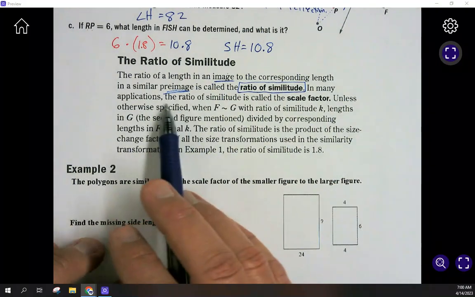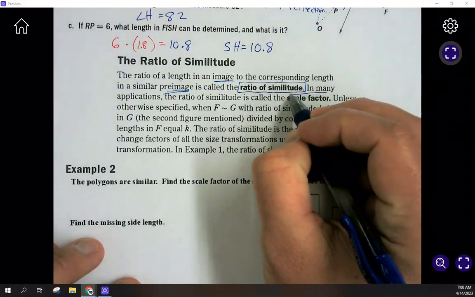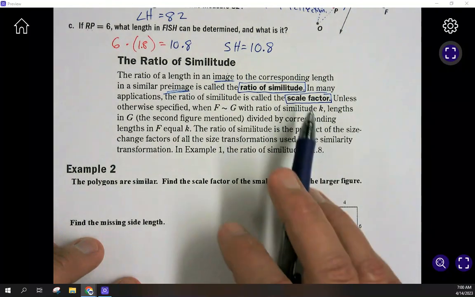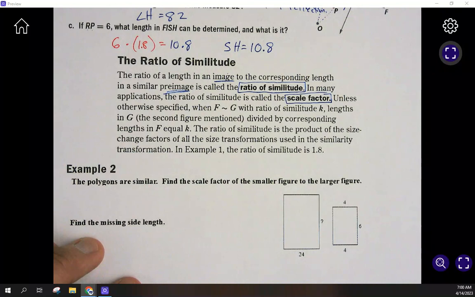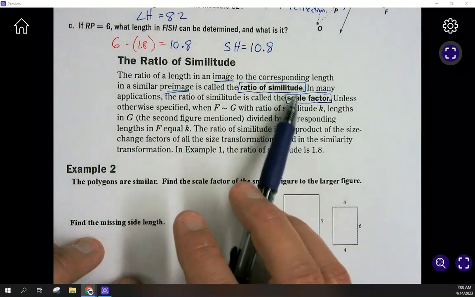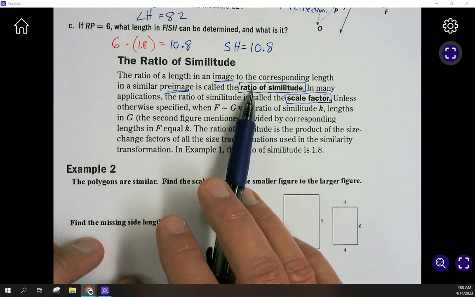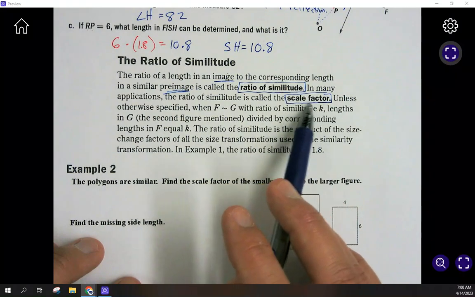In many applications, which means many times, the ratio of similitude will be called scale factor, and I like that a lot better. It's easier to say and it makes more sense because we're using the word factor there, and factor tells you it's increasing by times 3, times 4, whatever it is. So these two things mean the same thing. You can use either term. So if you see scale factor and you see ratio of similitude, we need to know that it's not asking you anything different. It means the same thing.